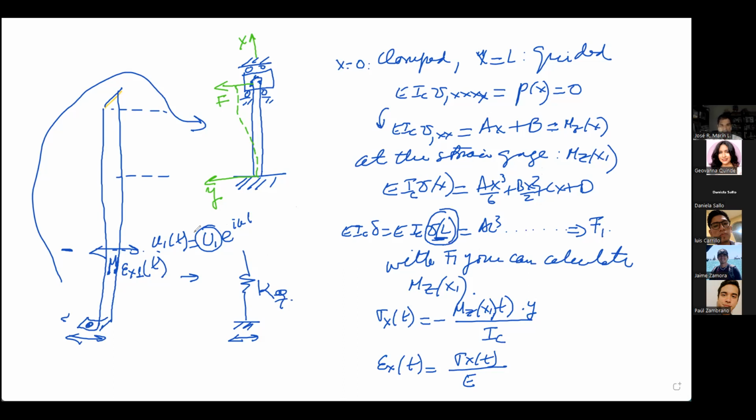So if you know the response from homework 1, calculate F1, evaluating the expression for the displacement at the end at L, and replace V at L by U1, the amplitude. So you have this and go on. So you are able to calculate the strain. You have to compare that with the experiment. Okay. Similarly, we can do an analysis for the second.